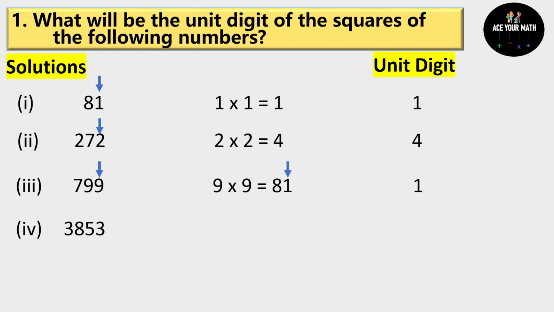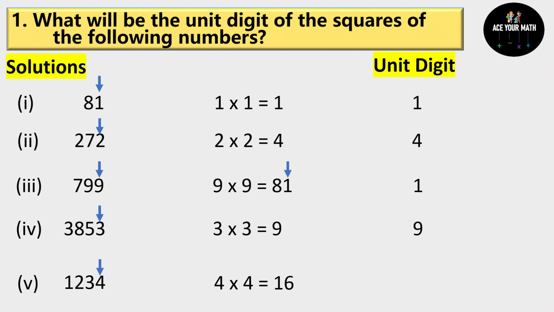It is 3853. Now what is the unit digit here? It is 3. Multiply 3 by 3, you get 9. So what is the unit digit here? It is 9. Now the fifth sum is 1234. Unit digit is 4. Okay, now multiply 4 by 4, you get 16. In 16, what is the unit digit? It is 6. So in the answer, you will write 6.